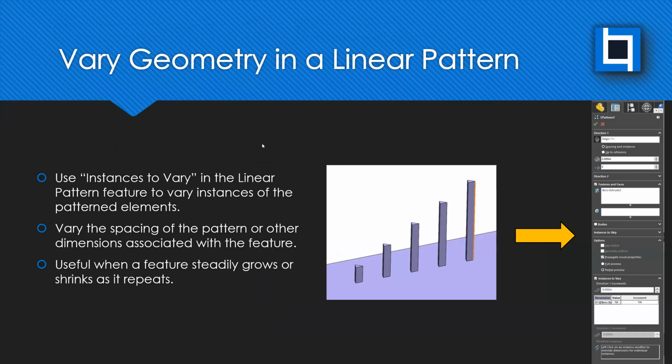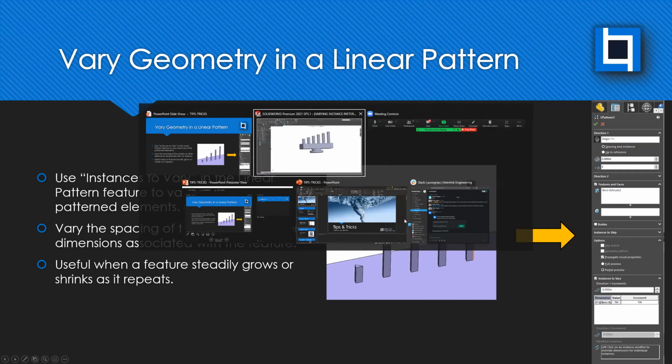In a pattern like this, typically it's just going to repeat a feature or a face on a set increment. And what varying instances allows us to do is to make changes to each instance of the pattern, and we can input the data that we need. So in this little sample picture here, I've got a repeating feature that's getting taller as it repeats through the pattern. So obviously this would be pretty difficult to do. Each one of these would be its own feature if you didn't have access to this tool.